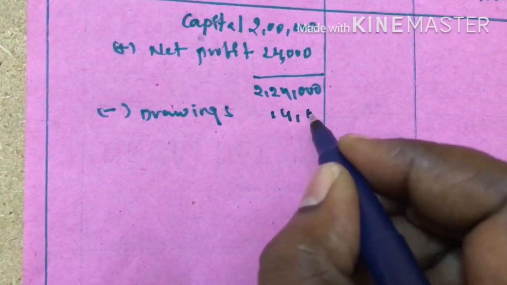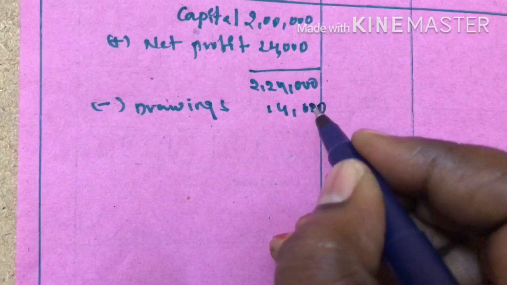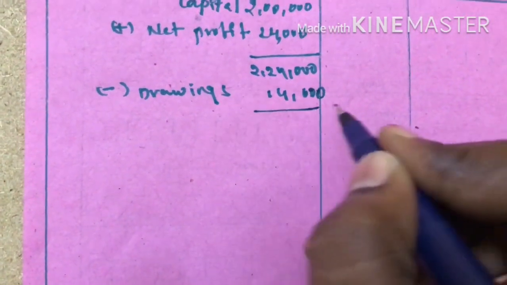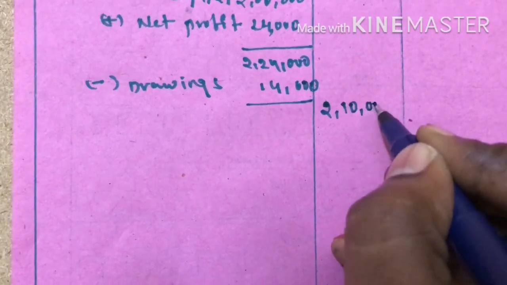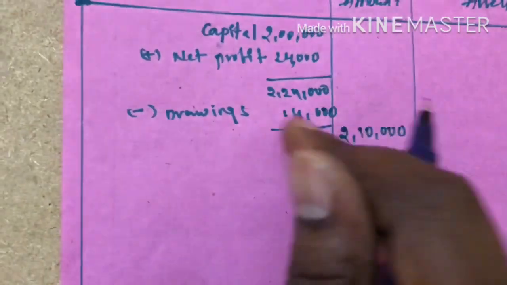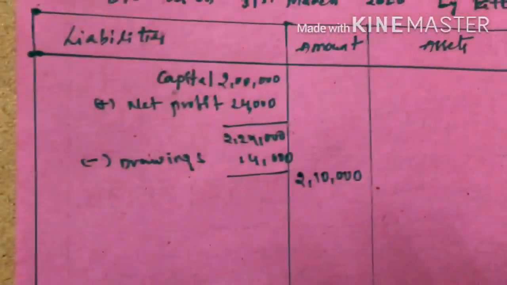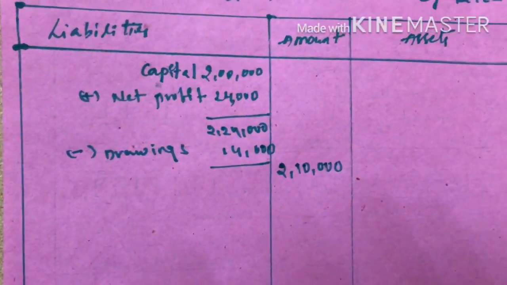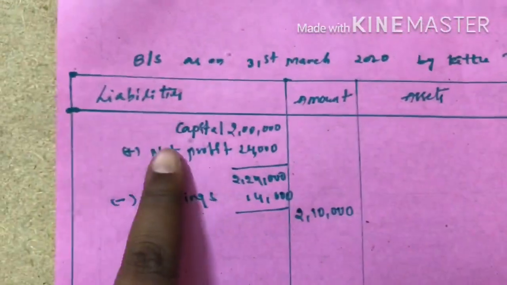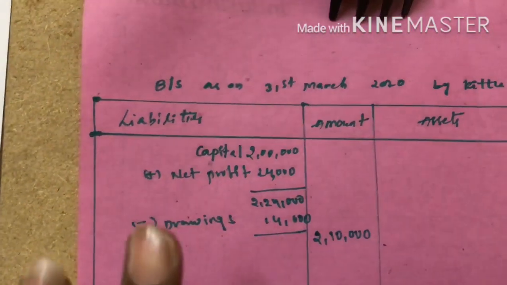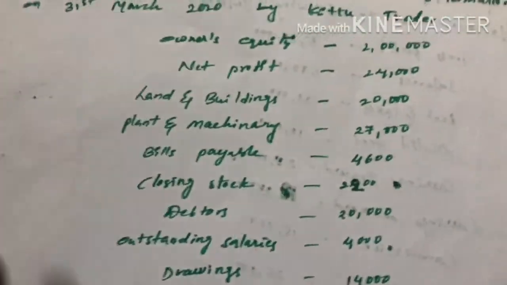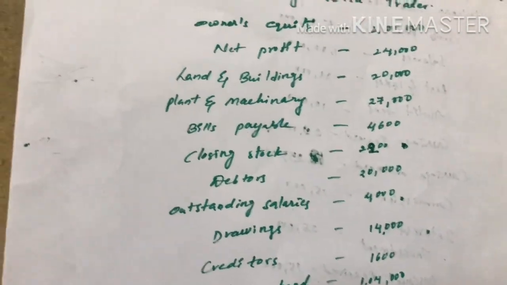You can write it in 14,000. Okay, so the amount is 2,10,000. So you do like this one. You observe the first: capital is there, net profit is there or not. Any drawings is there, you can observe in the given problem.